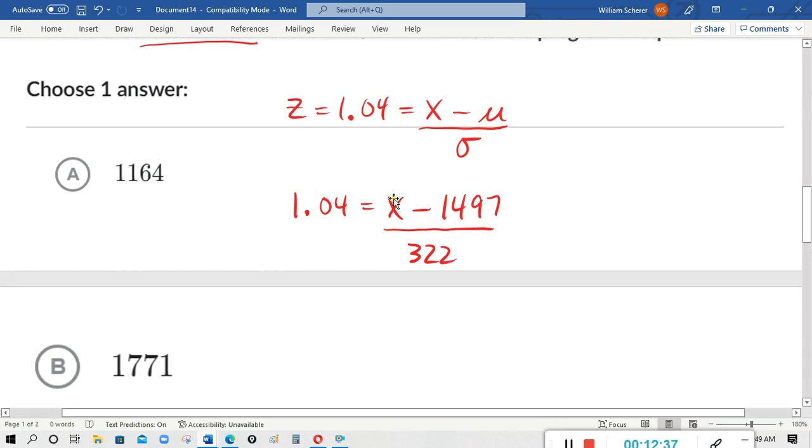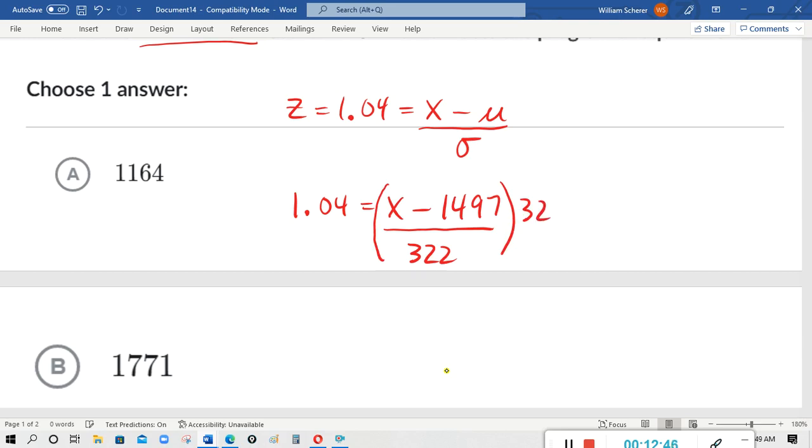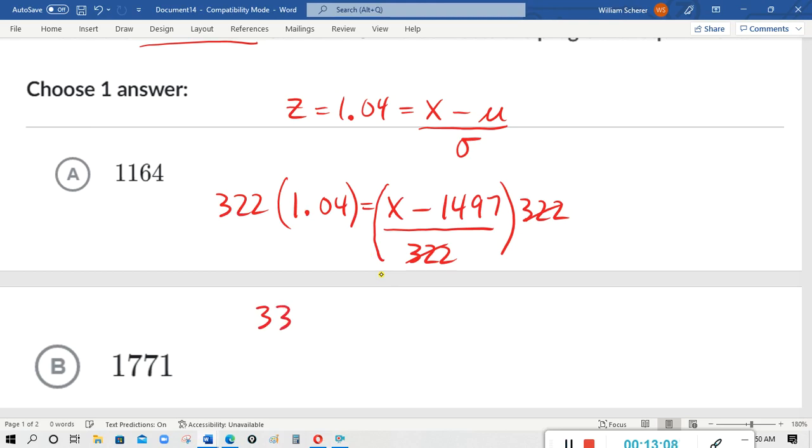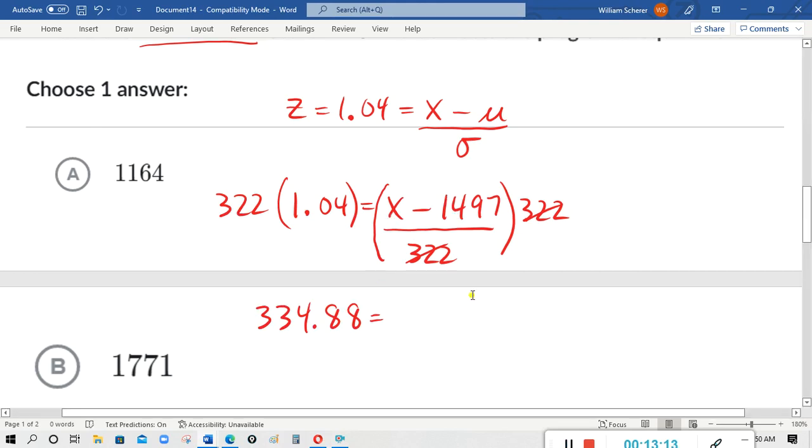Now we just want to solve for x. So in order to get rid of 322 in the denominator, we multiply both sides by 322. On the right-hand side, it cancels. And on the left-hand side, I'll do this on the calculator. I got 334.88. And on this side, I'm left with x minus 1497.